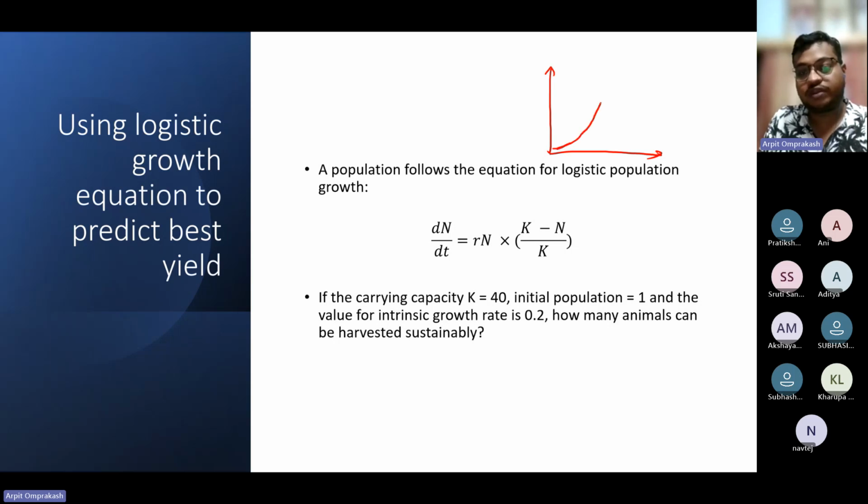Then there's a log phase where there's some accelerated growth of the population. And then eventually there's a stable phase where the population is stable after a point.